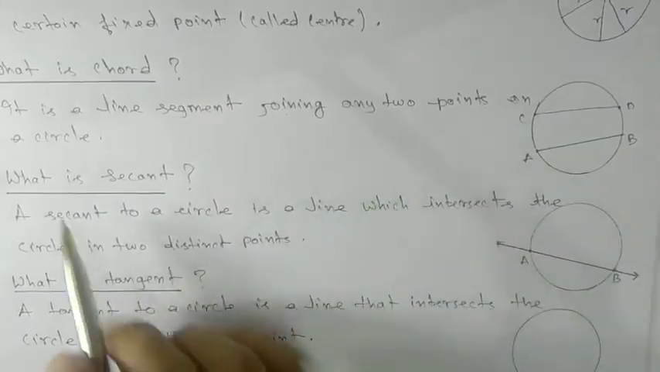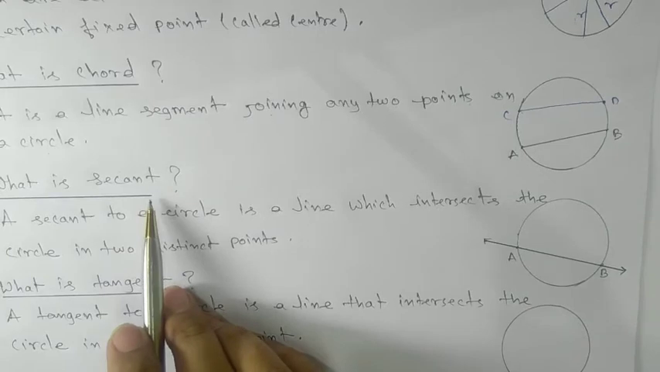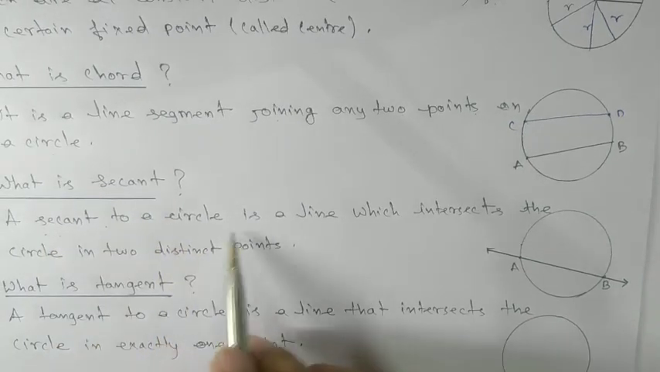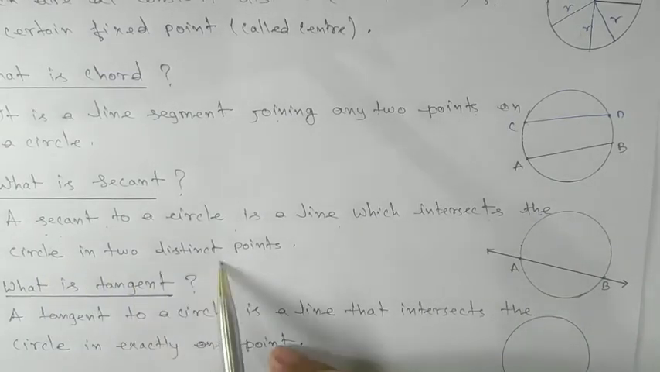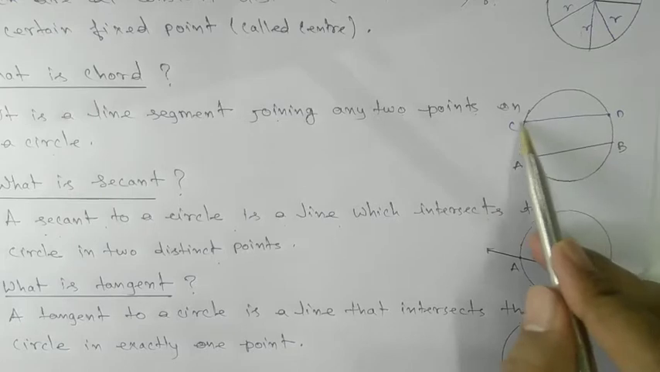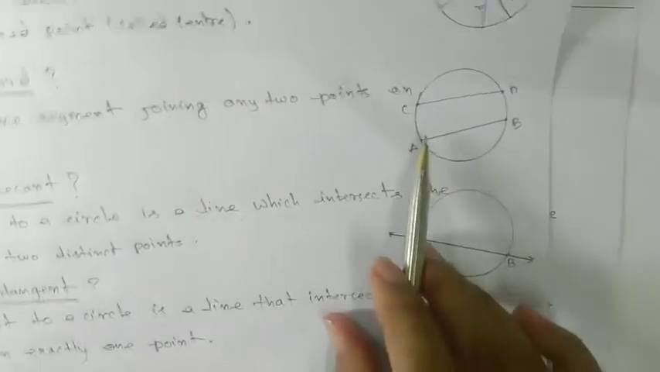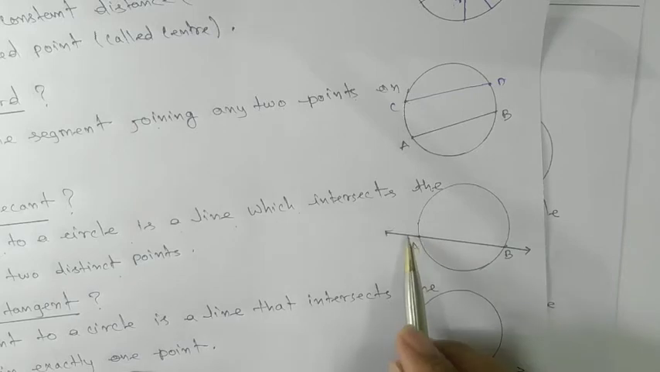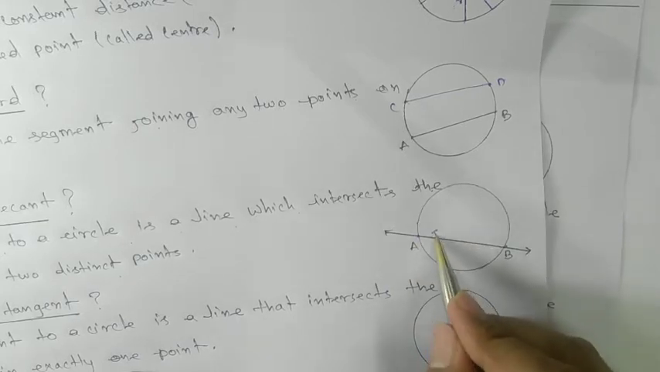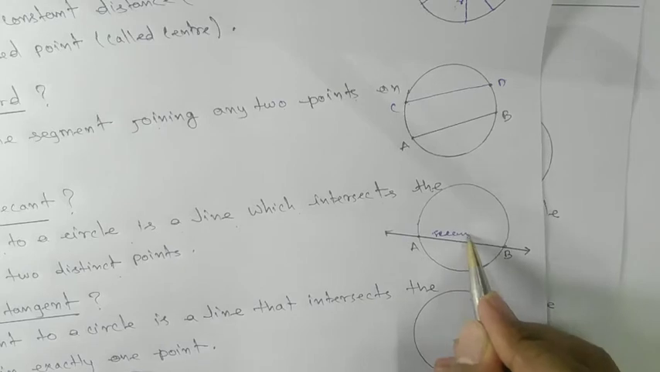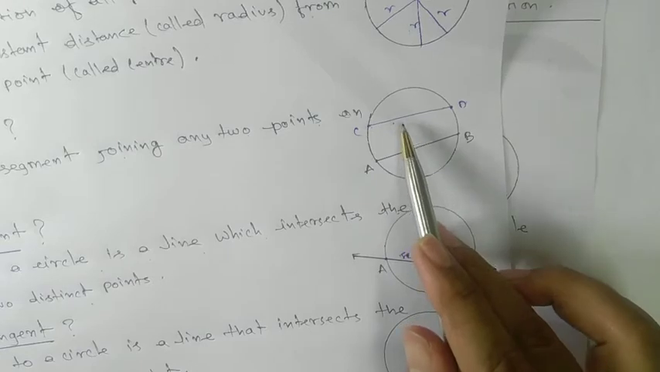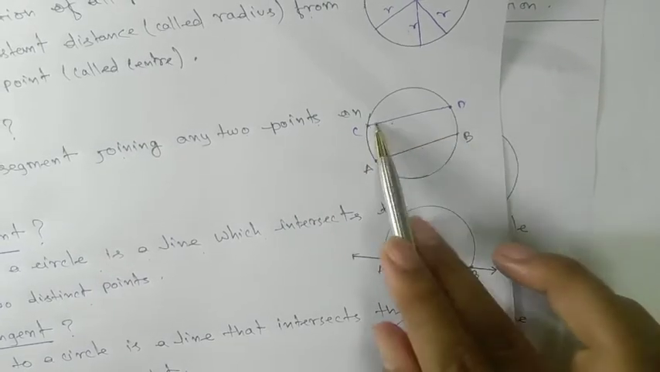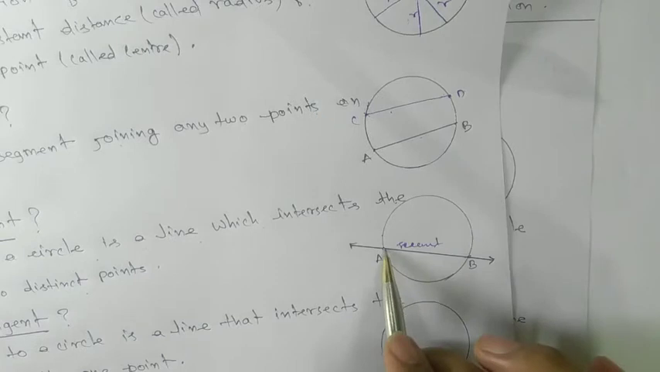Next, what is a secant? A secant to a circle is a line which intersects the circle in 2 distinct points. That means when you extend the chord from a line segment into a line, that line is called a secant. See the difference between chord and secant. A chord is a line segment, with 2 distinct points. Similarly here 2 distinct points, but it is a line.